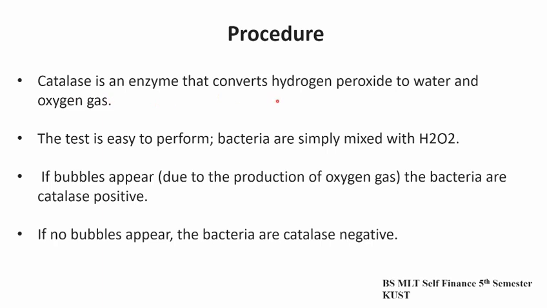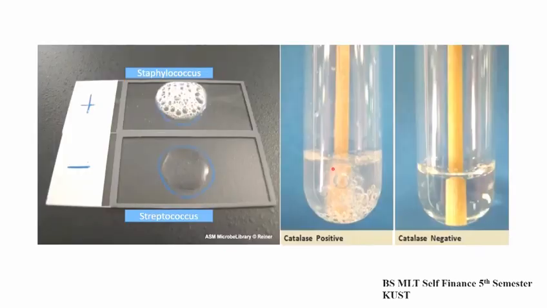Catalase enzyme converts hydrogen peroxide to water and oxygen gas. The test is easy to perform. Bacteria are simply mixed with H2O2. If bubbles appear due to the production of oxygen gas, the bacteria are catalase positive. If no bubbles appear, the bacteria are catalase negative. We can show this in the picture.